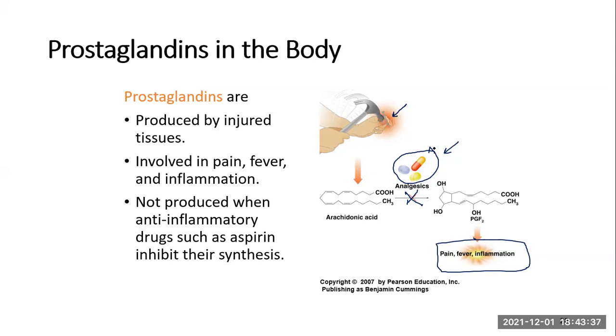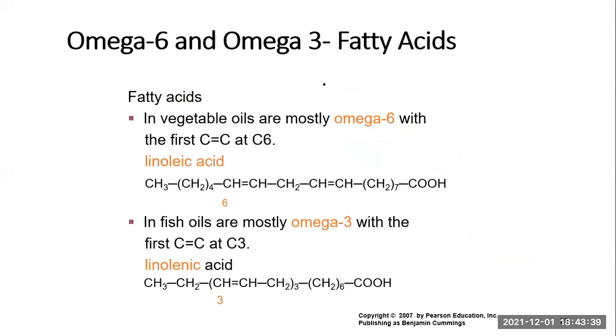Another classification for fatty acids is omega-6 and omega-3 fatty acids, and they are found in a couple of different places. Fatty acids in vegetable oils are mostly omega-6. What that actually means is the first double bond occurs at carbon number 6.